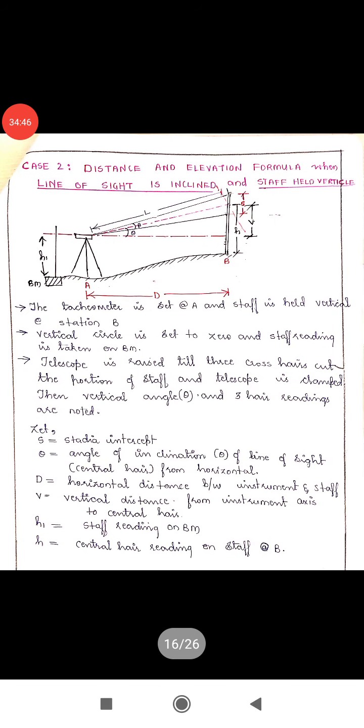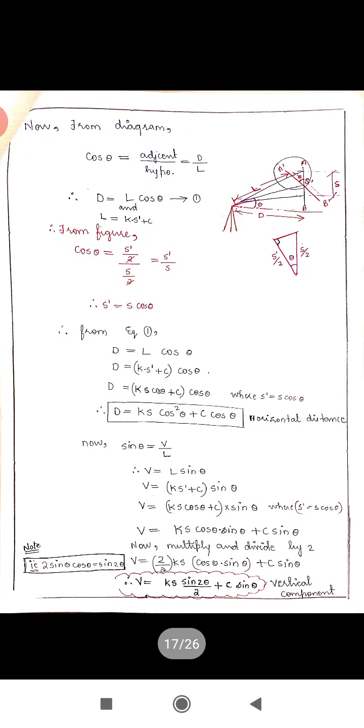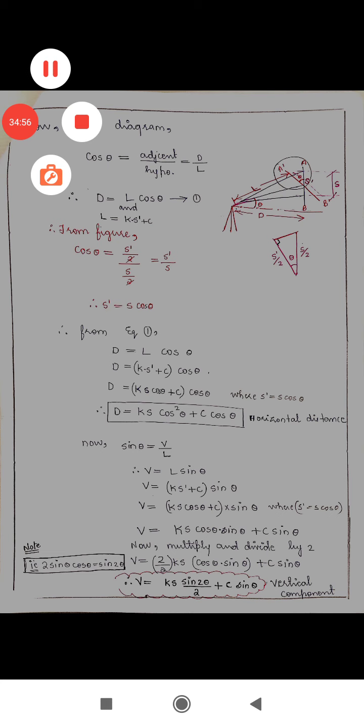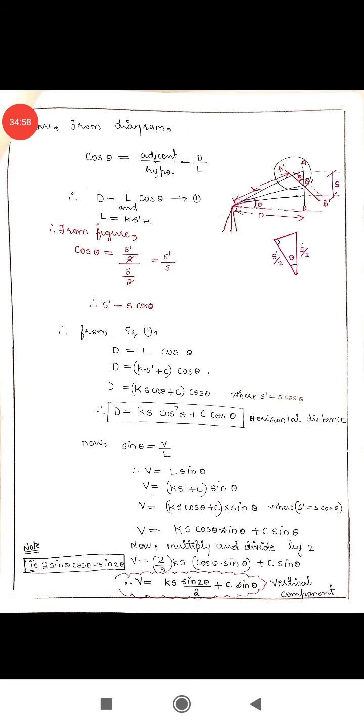Now the next and the last case, case 2, here we have got the distance and elevation formula, where D is equal to Ks cos square theta plus C cos theta, and V is equal to Ks into sin 2 theta by 2 plus C sin theta.